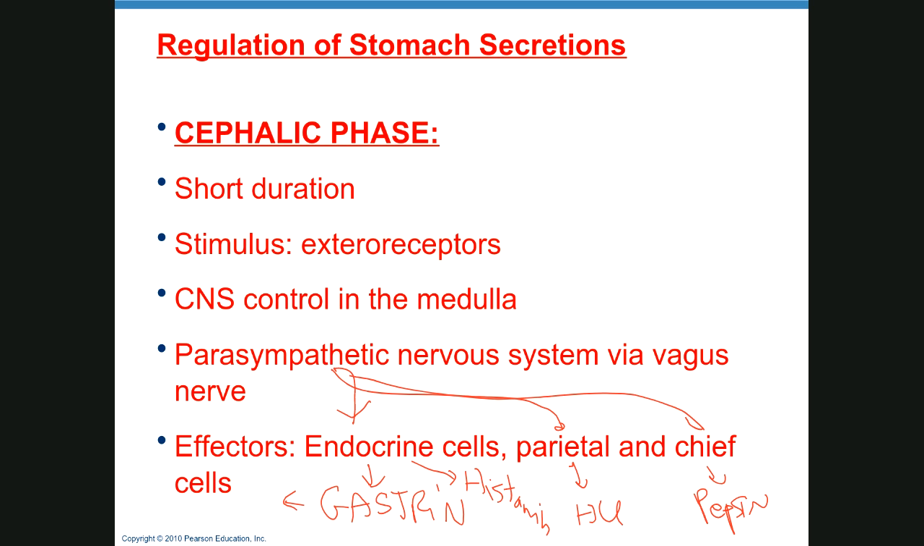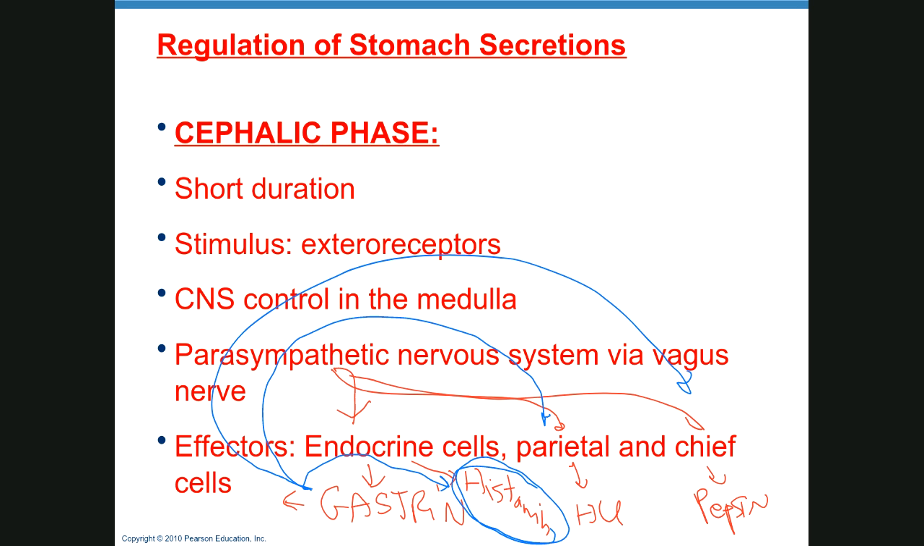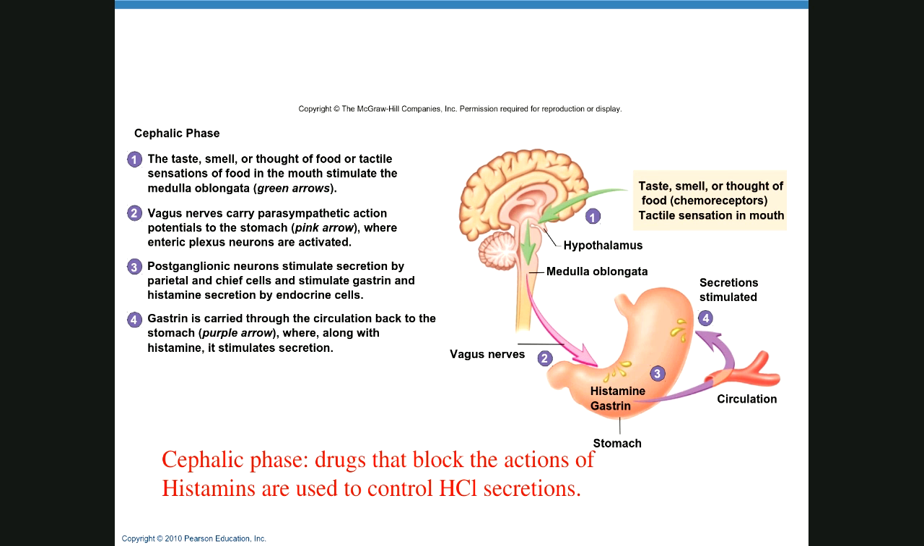Okay, now, gastrin also stimulates parietal cells, chief cells, and further production of histamine. Histamine is the main stimulant to parietal cells. So this is the one that really stimulates parietal cells into secreting tons of hydrochloric acid. All right, so this is just showing you the cephalic phase.